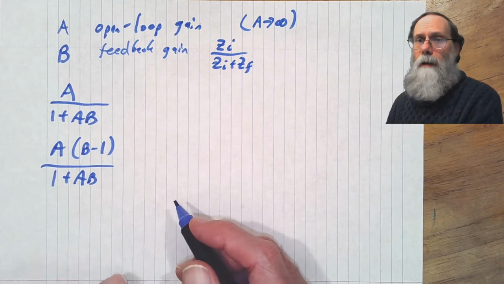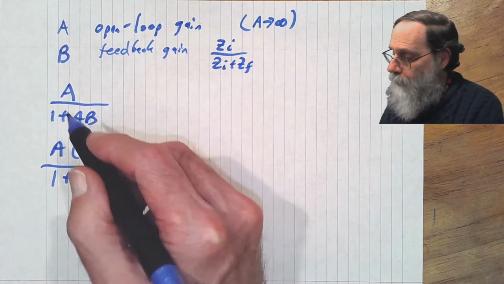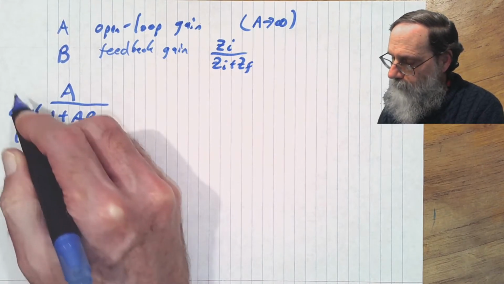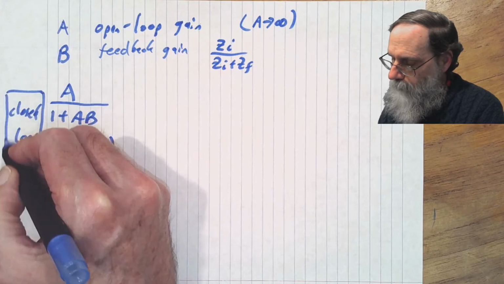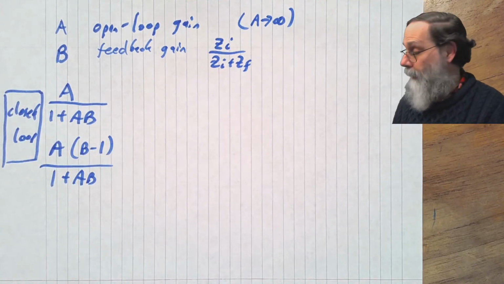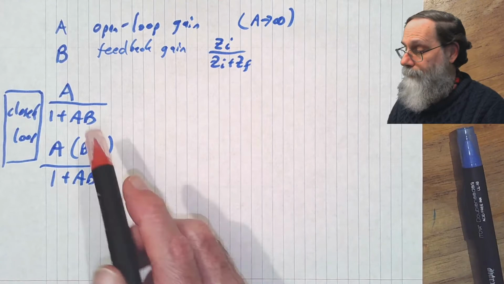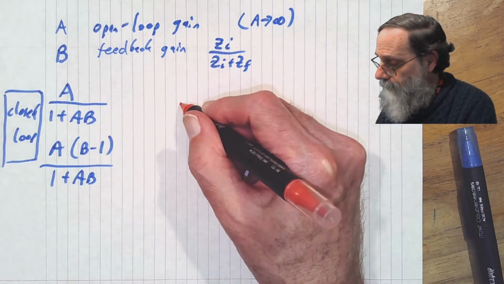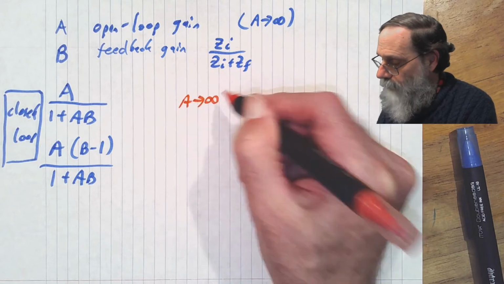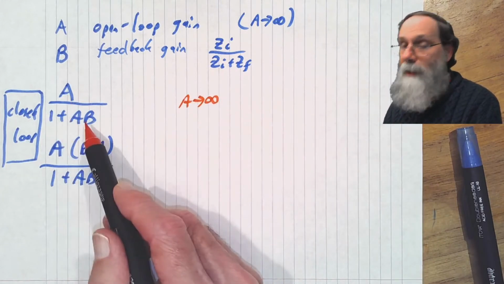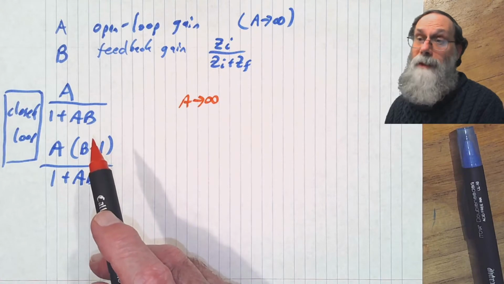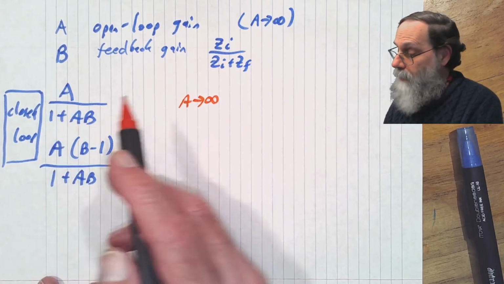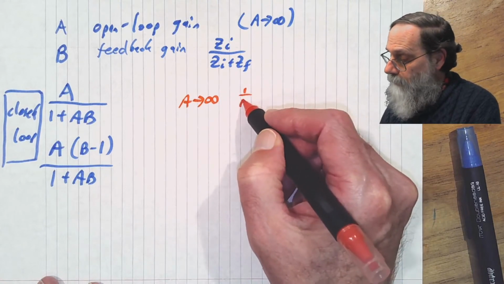Okay, we should check whether these closed loop gains, that is with the feedback, do the right thing as A goes to infinity. So what happens if A goes to infinity here? For this one, 1 plus AB, when A is going to infinity, that means that AB is getting big enough that the 1 doesn't matter anymore. The A's will cancel, and this will go to 1 over B.